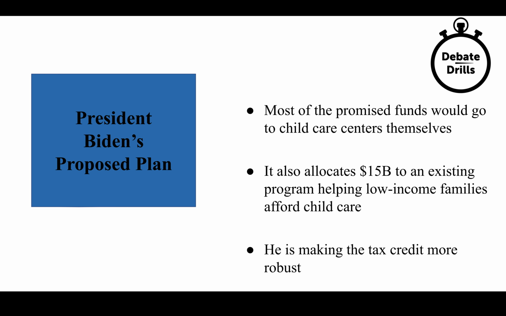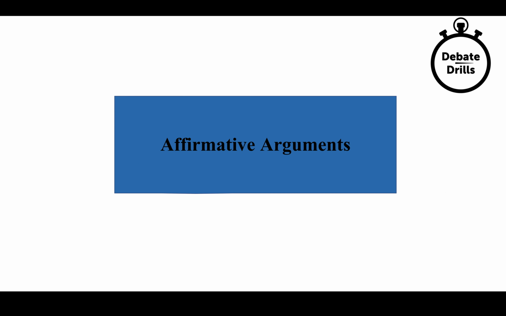He's also making the tax credit more robust. And the way that works, to kind of oversimplify it, is if you're spending money on childcare, that means you don't have to pay as much in taxes. So, what are the affirmative arguments on this topic?